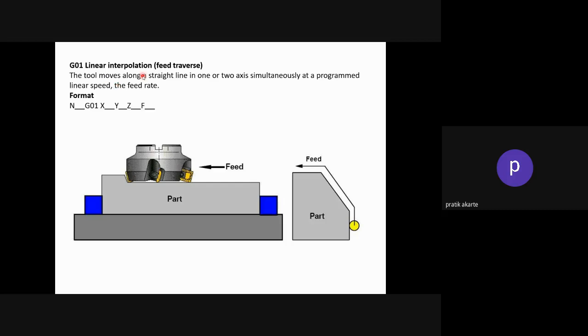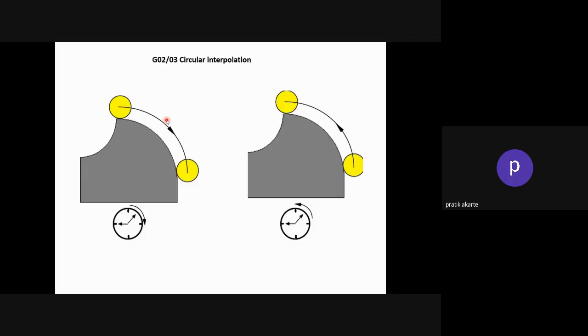Then G01 is the linear interpolation. It is feed travel, when the tool moves along a straight line in one or two axes simultaneously at a programmed linear speed. So this is the format: block number, G01, X, Y, Z, your coordinates for the various axes, and a feed rate. You have to specify the feed rate, depending upon which part you are using and how much material you want to remove. Either it is traveling along one axis or two axes simultaneously. So G01 is for linear interpolation. It is used for feed travels.